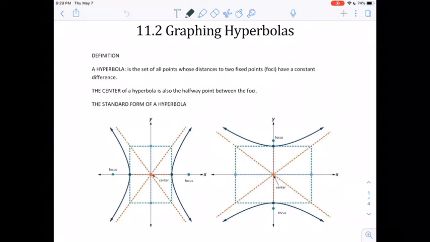Okay, so like I said, the last thing we're going to graph is a hyperbola, and that's the set of all points whose distances to two fixed points, so we know those as our foci now, have a constant difference. So an ellipse was a constant sum. Okay, so we were adding my x squared and my y squared together. Now in a hyperbola, we are subtracting those two. Okay, and the center of our hyperbola is also the halfway point between our foci, just like the ellipse. Okay, it's kind of like two parabolas repelling each other. Okay, that's what a hyperbola looks like.